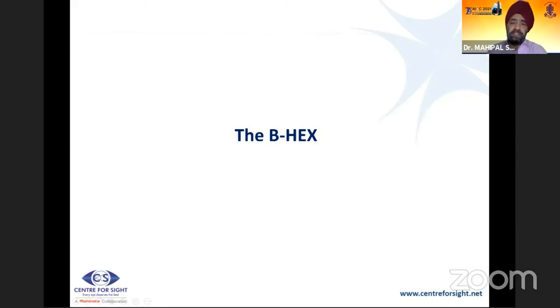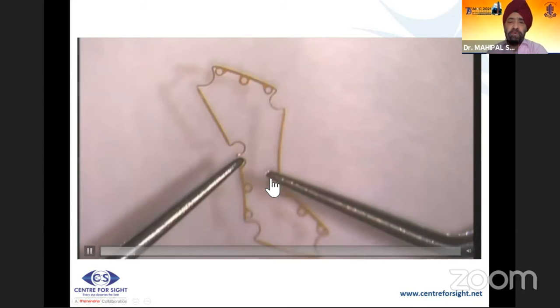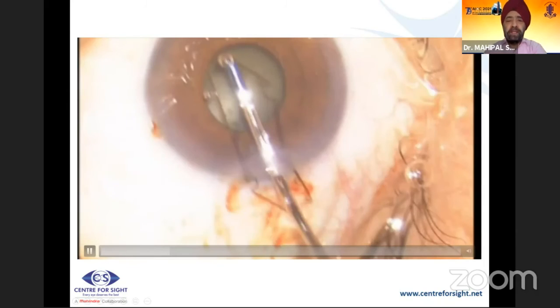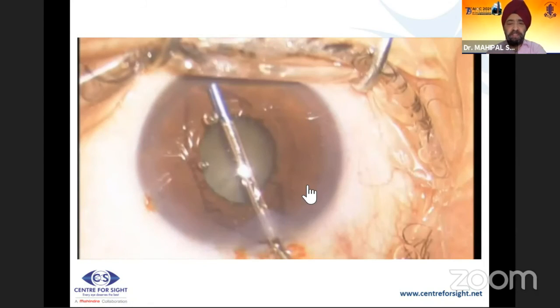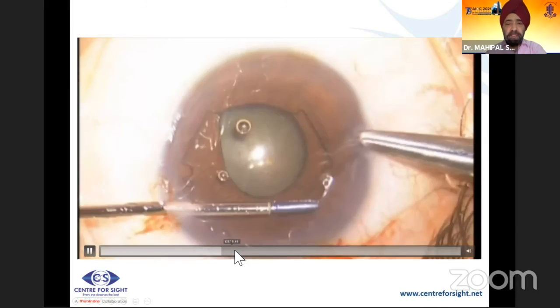Now let us just see what our colleague Dr. Suvain has done, and this is 10 times thinner than any other ring. This is the BX, and you can see how very flexible it is, and it goes through a very small incision. So you don't really need to enlarge the incision, and this is the Bhattacharjee ring that is there.